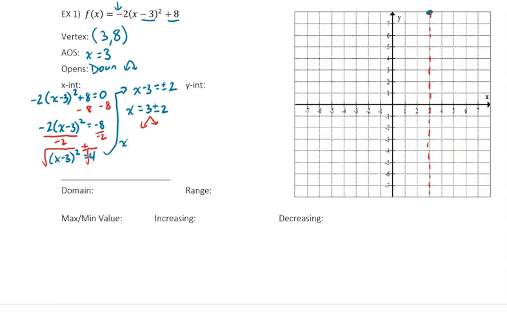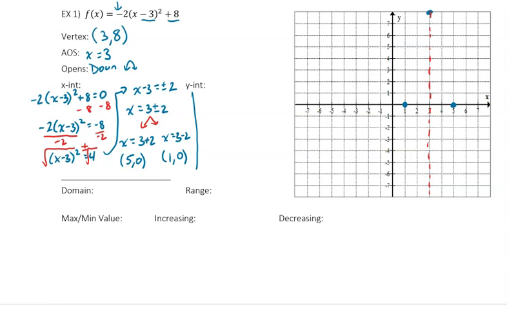So we got x equals 3 plus 2, which is going to be 5. So that is (5, 0). And we also have x equals 3 minus 2, which is going to be 1. So (1, 0). So (1, 0) and (5, 0). Got both of those on our graph now. Next up, y-intercept.